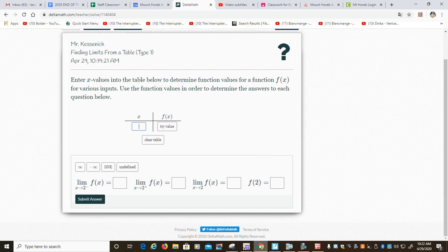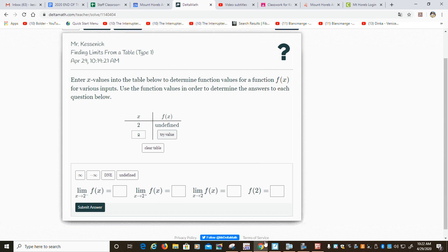So I'm going to jump over to Delta Math, and it's saying that it wants you to find the limit as you approach 2 from the left, 2 from the right. If they're the same, then that's the limit for the value, and that would also be the function value. Now you can find the function value just by typing in the 2. Let's see what happens. It's undefined. Okay. So let's see what happens as you approach 2.